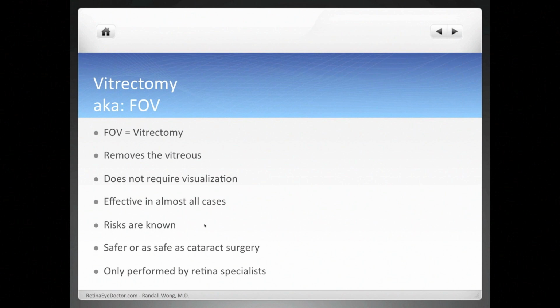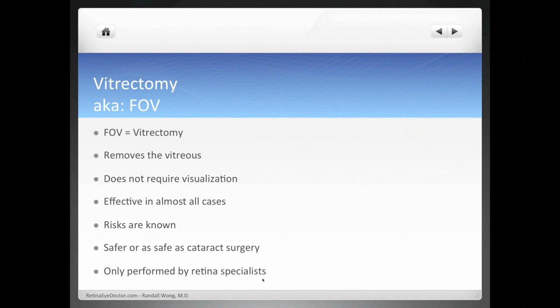If you were considering surgery, whatever's plaguing you is moving to and fro. The only thing that can move to and fro in your vision is something caught in your vitreous. In my experience, it's been effective in almost all cases. The risks are well defined.